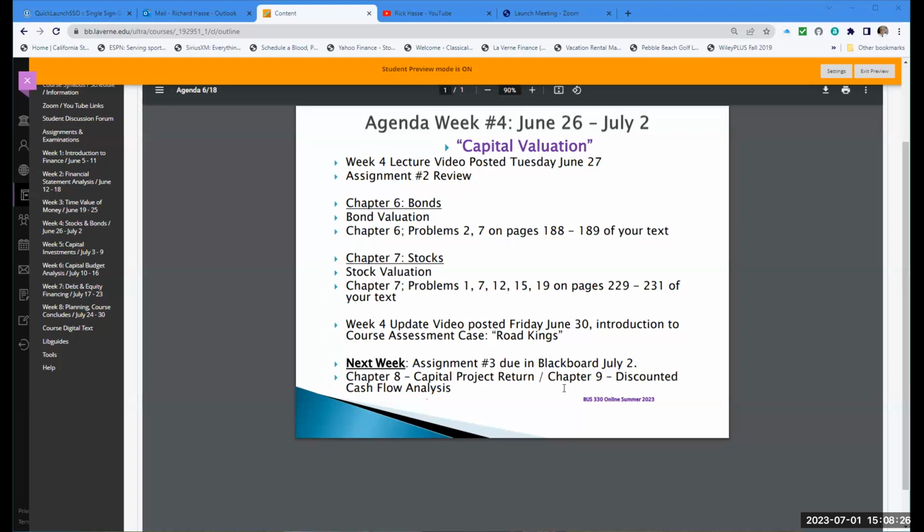Hope you're all well. Our topic today is to wrap up the week number 4 topic of capital valuation, which includes bonds and stocks. We have assignment number 3 due this Sunday, July 2nd. Extensions are available if you need some extra time.